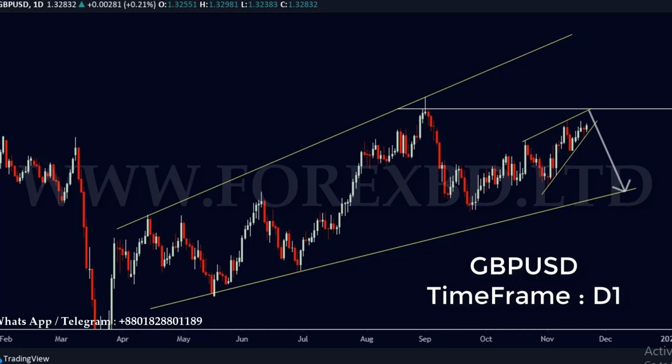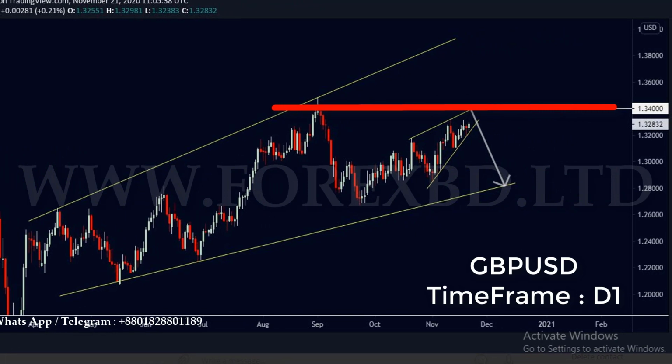Beside, you can see in this place that I have drawn two more trend lines. First trend line is here and the other trend line is here. So there is a pattern that has been created here. Beside, you can see I have drawn a resistance in this place. So it's expected that the market will come to this resistance level and go down again.